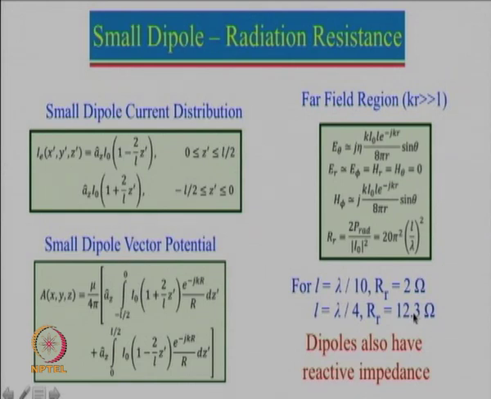And just as a discussion again, if we think length is equal to lambda by 2, that means the length is increased by 2 times, this should increase by roughly 4 times. So, that will become approximately 50 ohm. But now, this is the calculation for radiation resistance, but dipoles also have reactive impedance. In fact, all antennas have a real part as well as a reactive part. So, how do we calculate the reactive part?